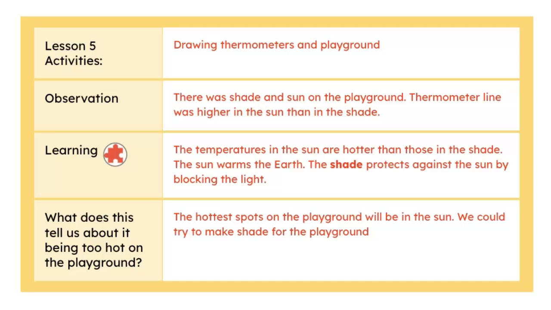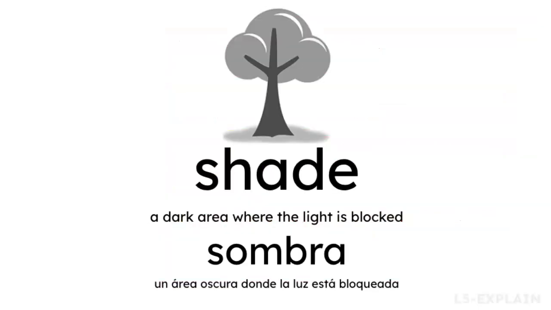As you discuss, you'll create the Lesson 5 summary chart. From the discussion, students should understand that the temperatures in the sun are hotter than those in the shade. They can create shade to play safely on the playground. During this discussion, you can post and discuss the shade vocabulary card.